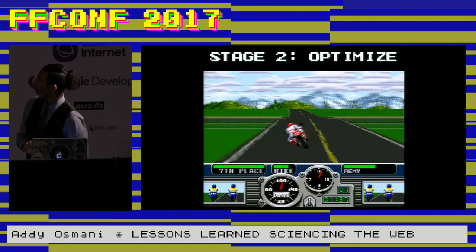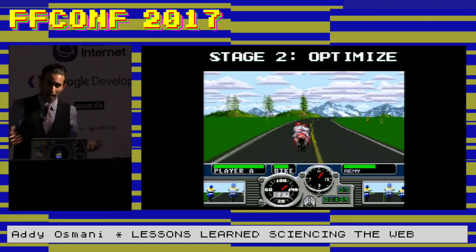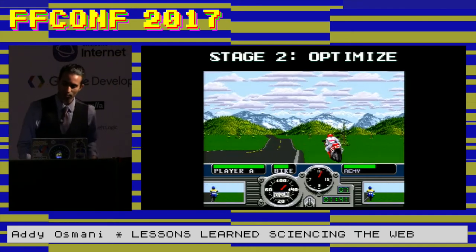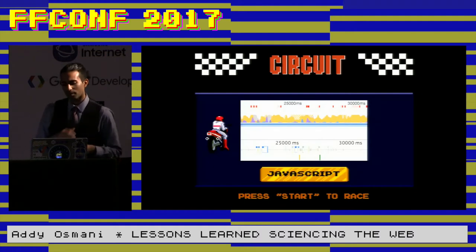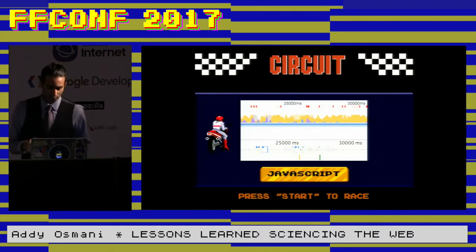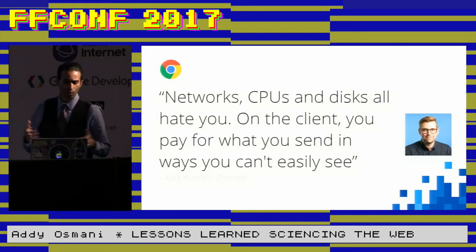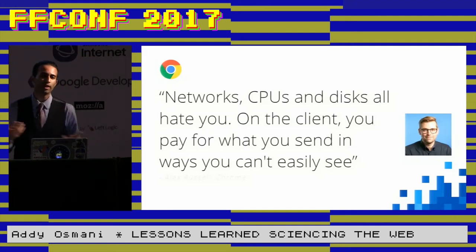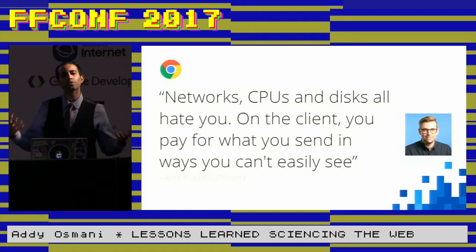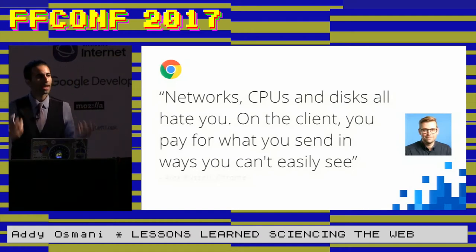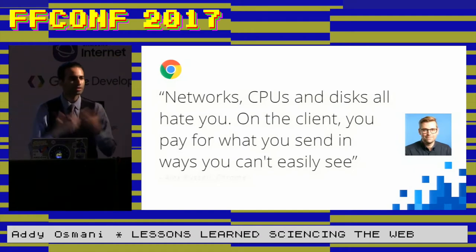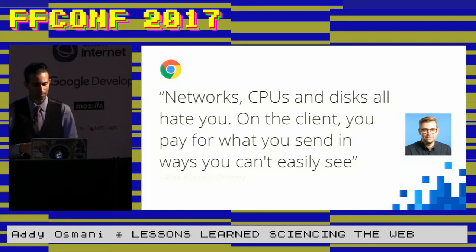Hopefully, by the time you've covered some of these ideas, you won't be trying to crash your competitors off the road, but you will have a few better ideas on how to optimize your mobile performance. So the first thing we're going to start off with is JavaScript. Now, Alex Russell says that network, CPUs and disks are not our best friend. As we shift to more client-driven architectures, we end up sometimes paying for the things that we're sending down in ways that we can't always easily see.